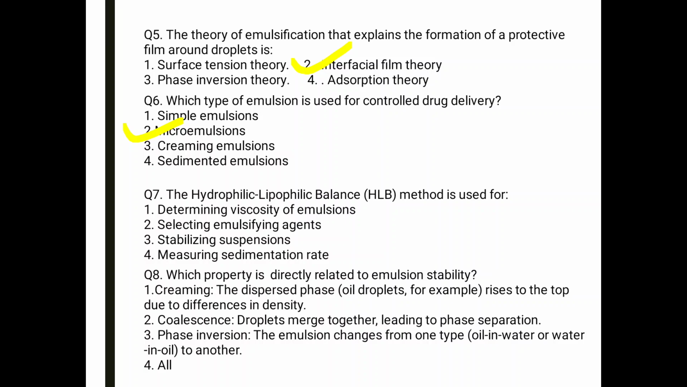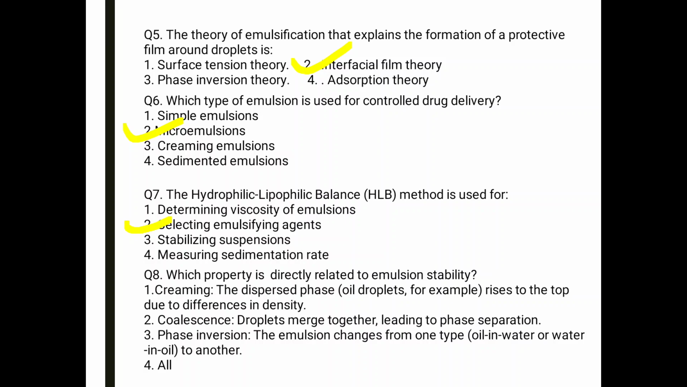Next, the hydrophilic lipophilic balance, HLB method, is used for: first, determining the viscosity of emulsion; second, selecting emulsifying agent; third, stabilizing suspension; and fourth, measuring sedimentation rate. Second is correct: selection of emulsifying agent or suspending agent. That is the role of the HLB scale. So it is for selecting the emulsifying agent.